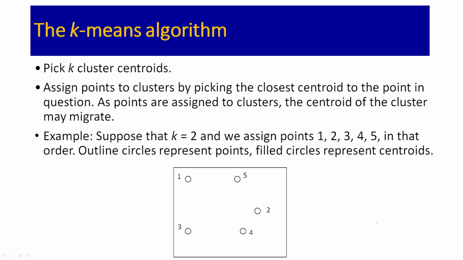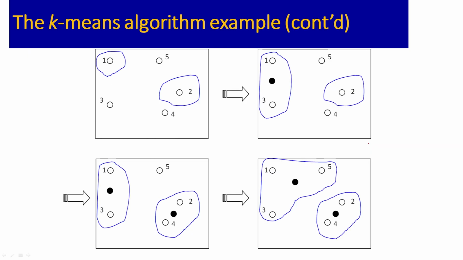So, let us talk about the most popular algorithm, the K-means algorithm. Again it comes K-means, right, like KNN algorithms. So, first you pick K cluster centroids, like here you see 1, 2, 3, 4, 5. Assign points to the cluster by picking the closest centroid to the point. Let us say suppose K is equal to 2 here, we assign points 1, 2, 3, 4, 5 in that order. You can see that. So, this is the 1, 2, 3, 4, 5.